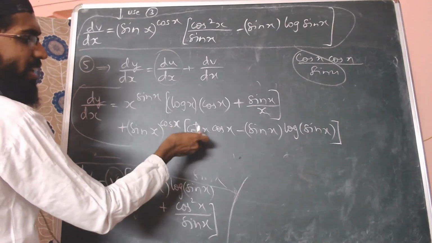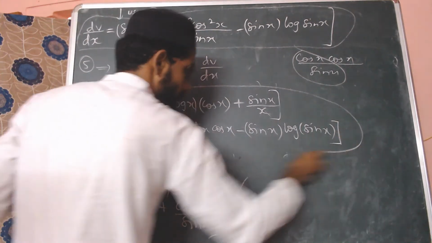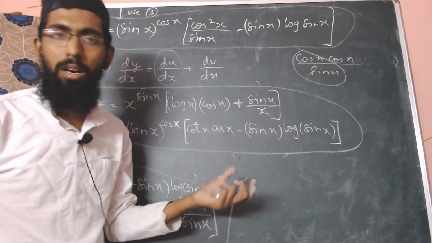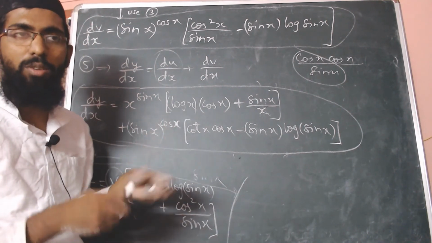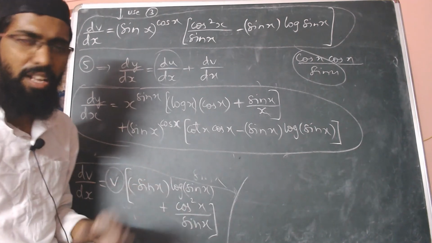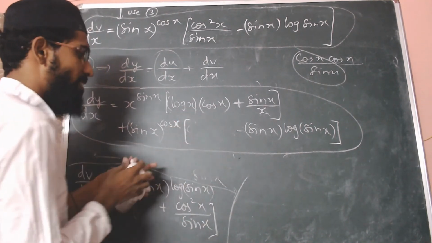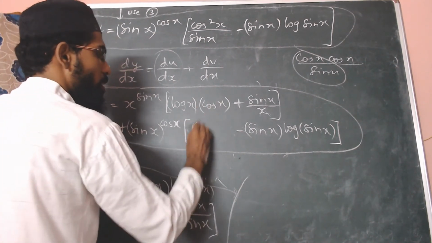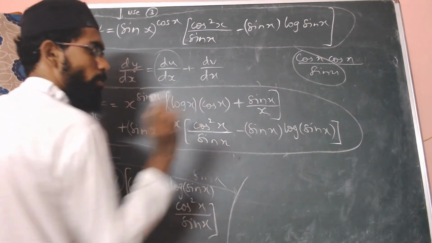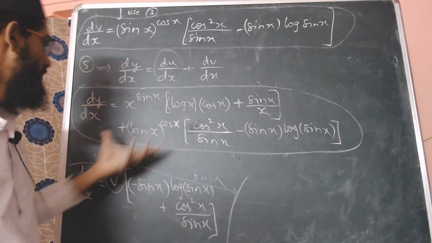If you want, you can convert like this, or you can keep it as cos square x by sin x itself. It will be better if we keep it as cos square by sin, because my actual question is in terms of sin and cos. If you want, you can change like this, or simply keep it as cos square x by sin x. It's up to you. Both are correct, right? So this is my dy by dx for the 9th problem.